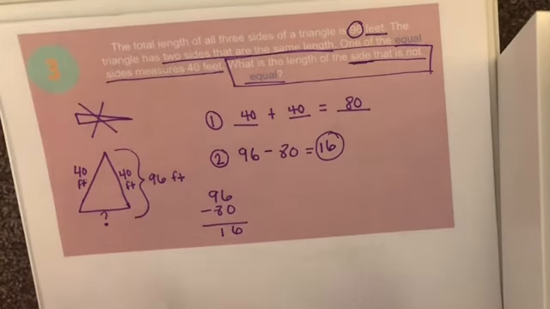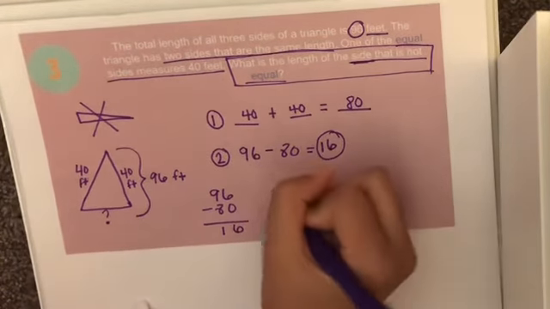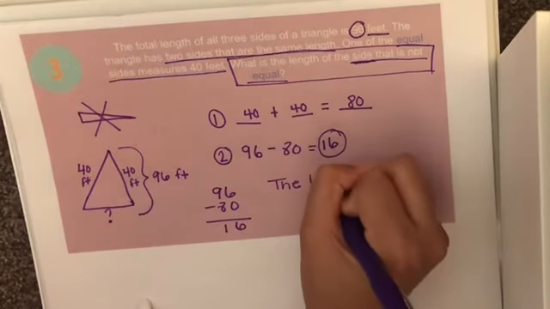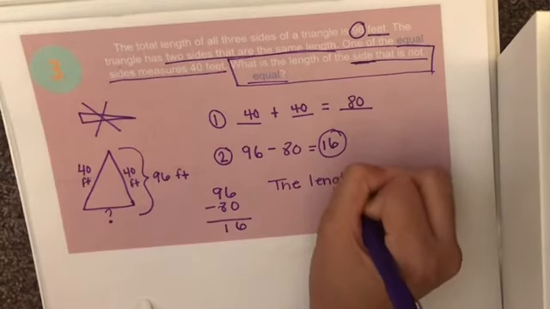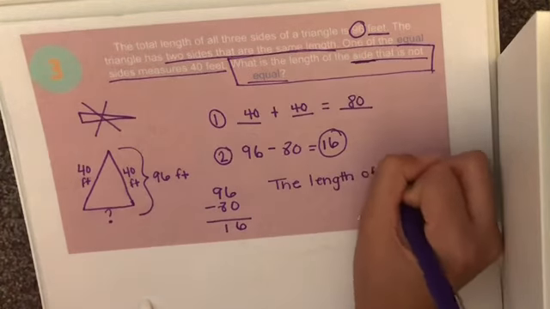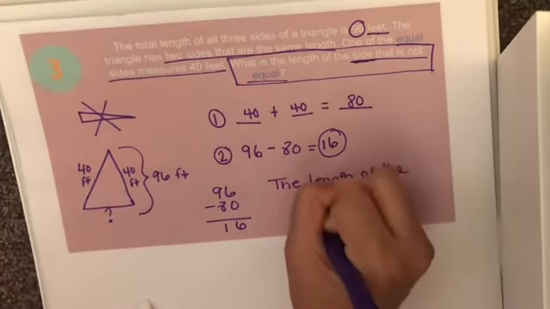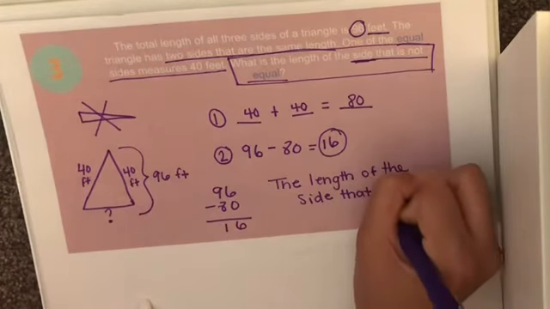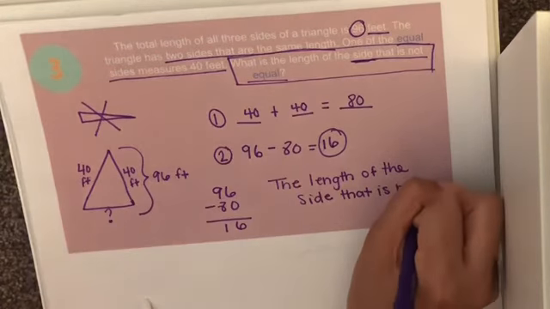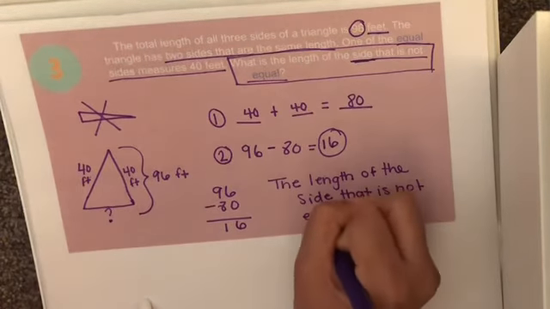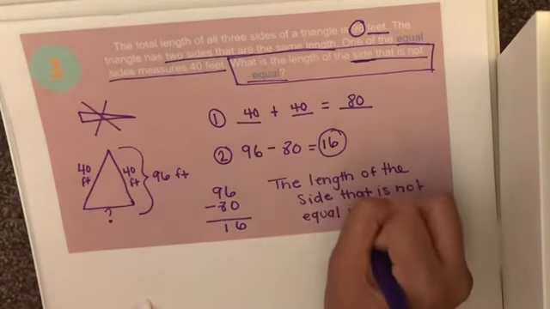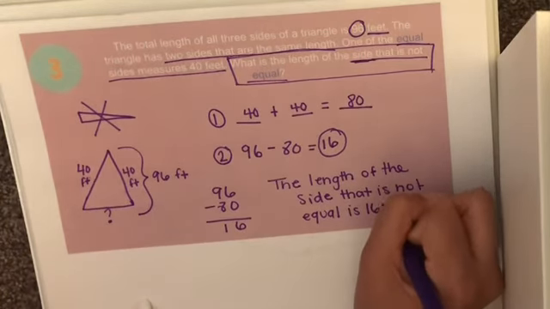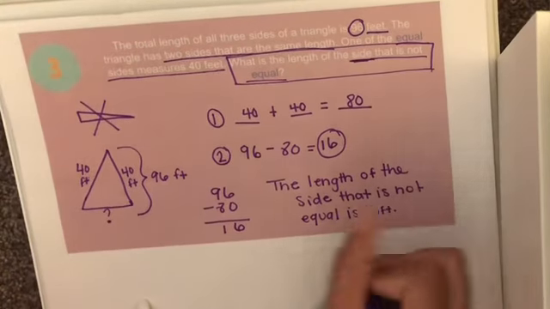My statement. Okay, so I'm going to go ahead and say that the statement is: the length of the side that is not equal is 16 feet. Remember, always label.